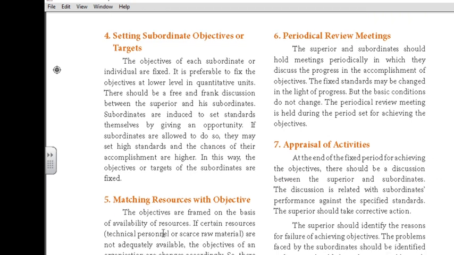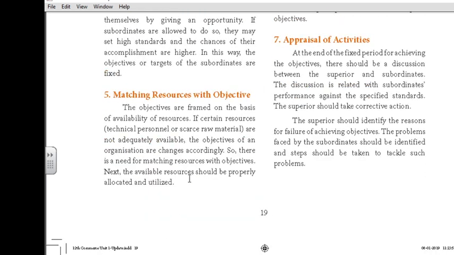And next is about the matching of the resources with objectives. நம்ம கையில என்ன விஷயம் இருக்குதோ அதை வந்து அந்த கோல்ஸ் அச்சீவ் பண்றதுக்கு அது ஈஸியா இருக்கணும், யூஸ்ஃபுல்லாகவும் இருக்கணும். So objectives are framed on the basis of the availability of the resources. Availability of the resources is the material, men and other things available in the business. So technical personnel or scarce raw material, we will say as this.